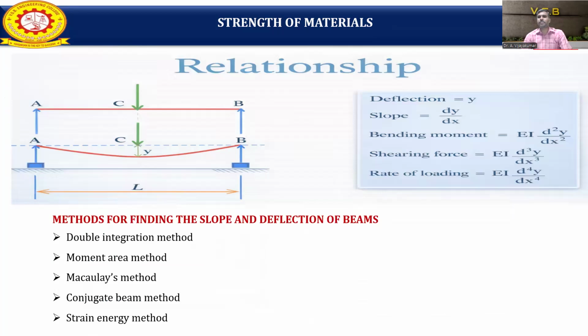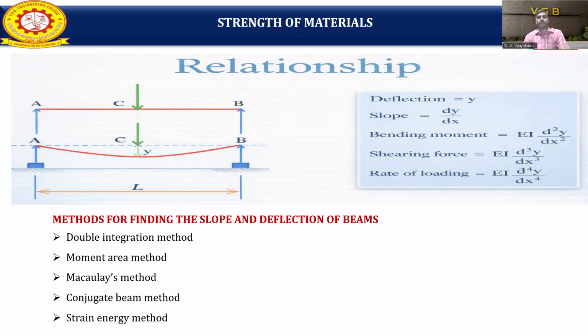When we talk about the deflection of the beam, we denote it as y. If we differentiate it, we get dy by dx, which we call the slope. If we differentiate one more time, we get the bending moment, EI d square y by dx square. Differentiating again gives the shear force, EI d cube y by dx cube. And differentiating one more time gives the rate of loading, EI d to the power 4 y by dx to the power 4. This is the general form of the equations.